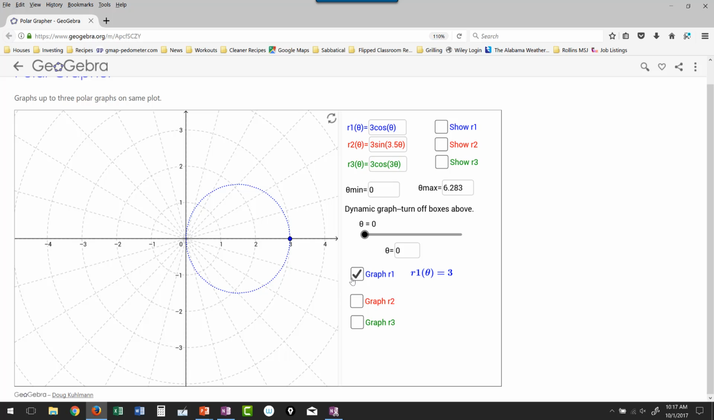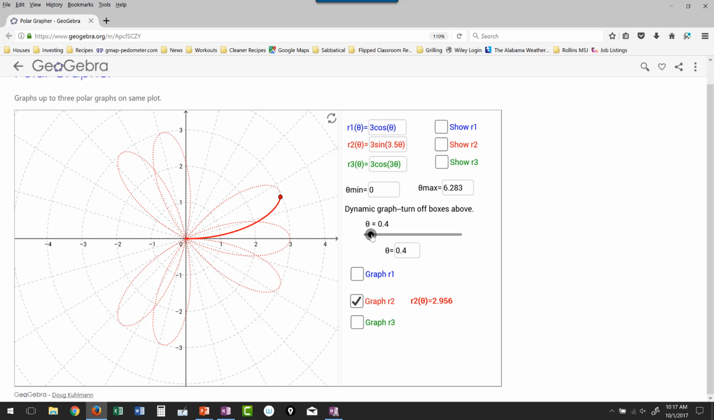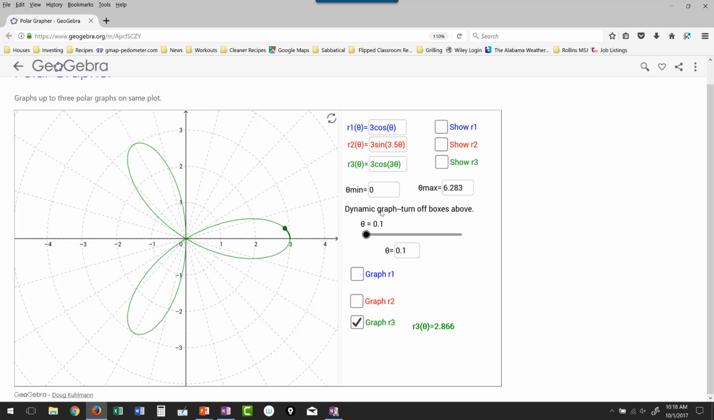All right, there are many more interesting sorts of graphs. Let's take a look at the default graph 2. We can see that when the equation is 3 sine of 3.5 theta, we trace out sort of petal shapes in the graph. And what about the third graph, 3 cosine 3 theta? It's got a 3-petaled flower.